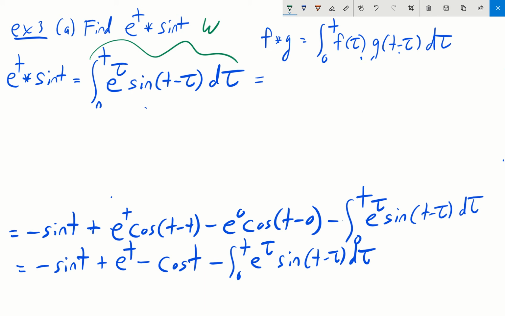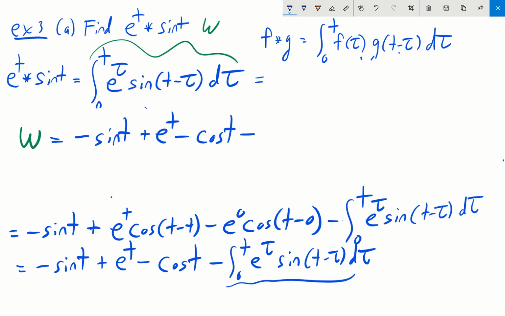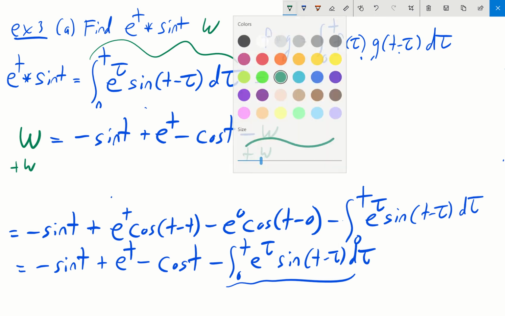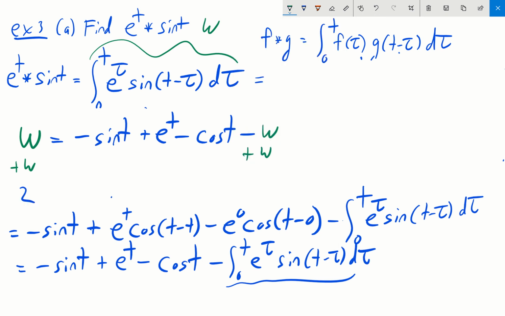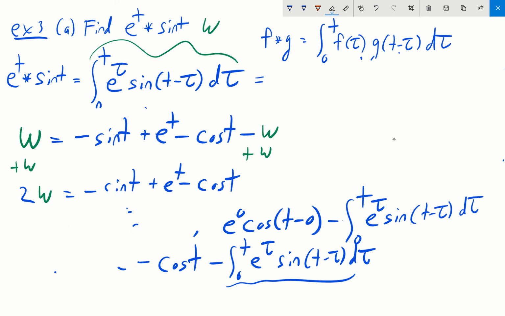So what we've shown is that w is equal to negative sine t plus e to the t minus the cosine of t, and then minus, again, this is the convolution thing we're looking for, this is w. We can add w to both sides, so bring that common term to one side. And what that tells us is that 2 times w is equal to negative sine t plus e to the t minus the cosine of t. So to get the thing we want, all we need to do is divide the entire equation by 2.